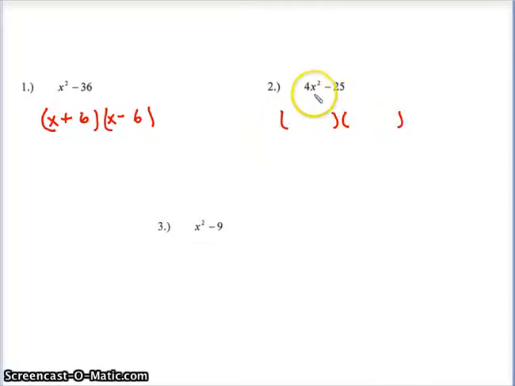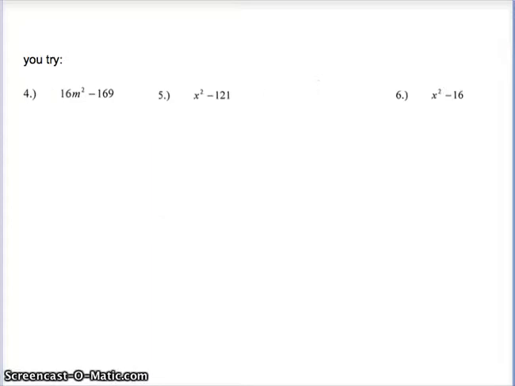4x squared is still a perfect square. If I take the square root, I end up with 2x. So I put that in the front of both of my quantities. I take the square root of 25 and I get 5. Now I alternate my signs. Okay, last one. Square root of x squared is x. Square root of 9 is 3. Now I alternate my signs. Now you go ahead and pause the video and you try the next few.